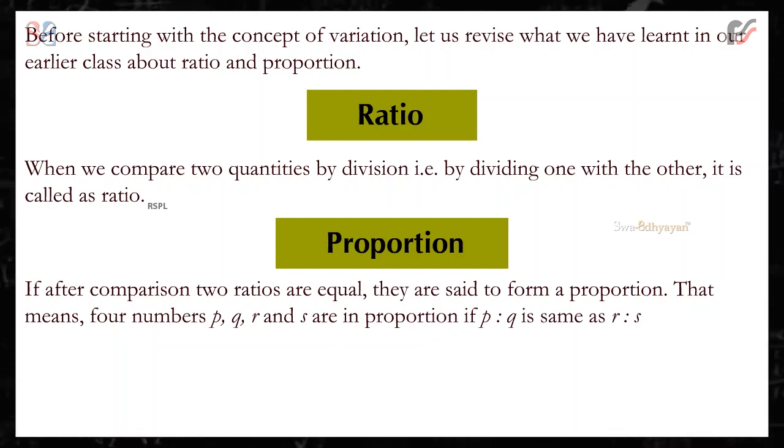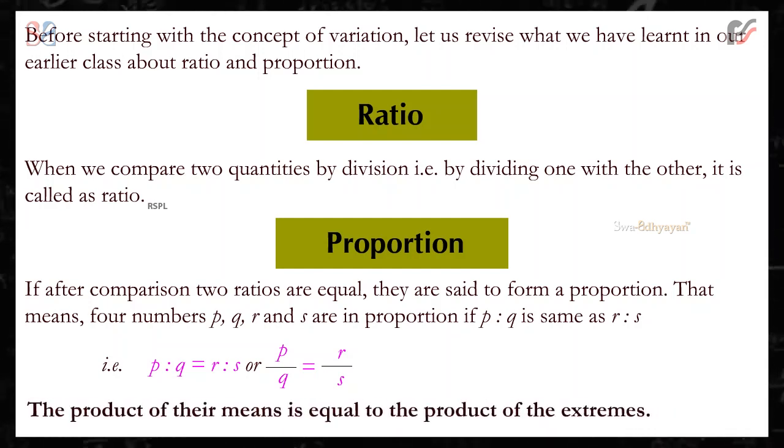That means four numbers P, Q, R and S are in proportion if P is to Q is the same as R is to S, that is, P is to Q is equal to R is to S, or P upon Q is equal to R upon S. The product of their means is equal to the product of the extremes.